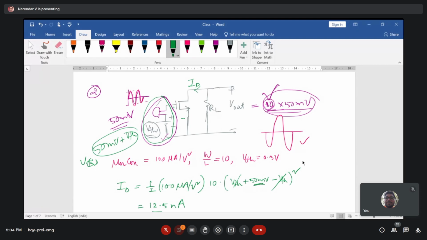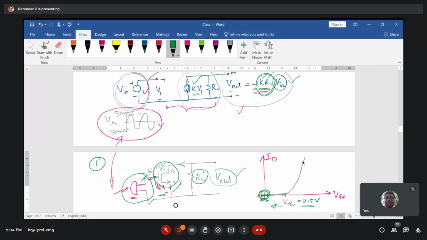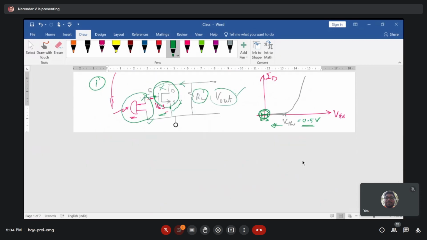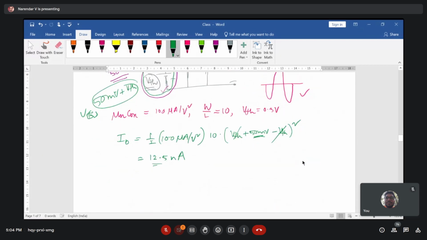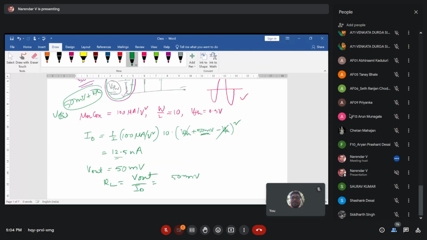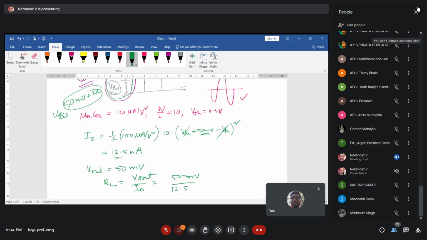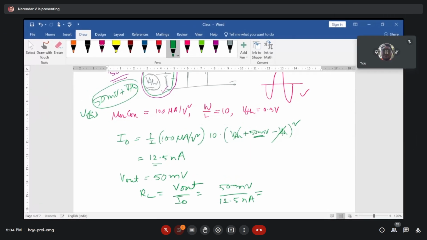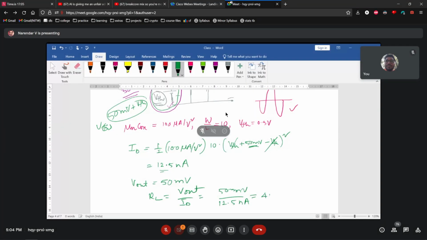Now with this current, the output voltage that we are expecting is 10 times your input. So you can consider V out is 10 times 50 millivolts. If you want to calculate the value of the load resistor RL, which is equal to V out by ID, that is 50 millivolts divided by ID, 12.5 nanoampere, and it turned out to be a resistance of 4 mega ohm.